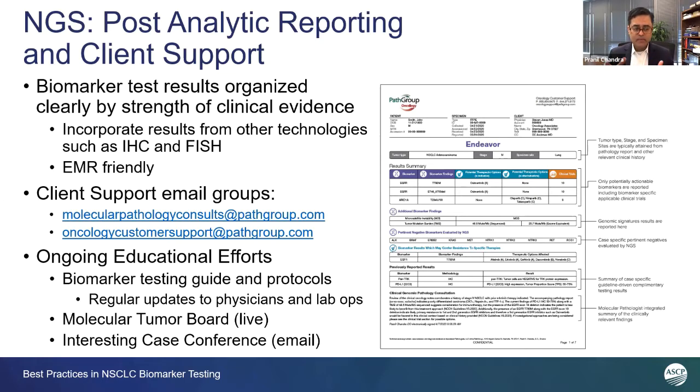And so some of the things that we've done is that we've created biomarker testing guides and protocols, and these are emailed out to our physicians, our pathologists, as well as our oncologists, and they are updated on a quarterly basis. As Dr. Vanderlyn pointed out, the NCCN guidelines is being updated very regularly, and so we have to also be on top of all of that and make sure that we're on top of all of the latest publications and get that to our laboratory operations staff, our physicians, as well as our oncology clients.